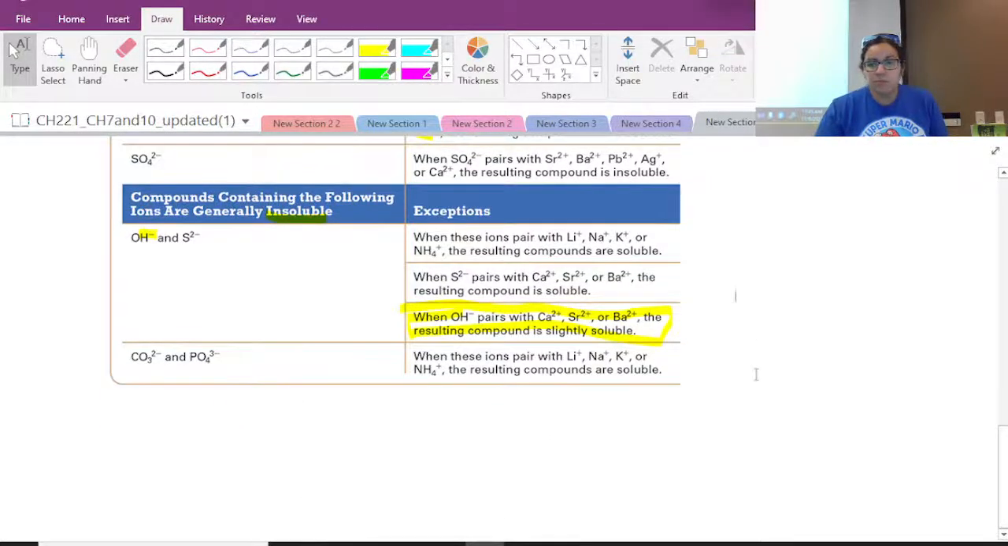So if something is labeled as being slightly soluble, is that when you would use the equilibrium one, because it could go back and forth?